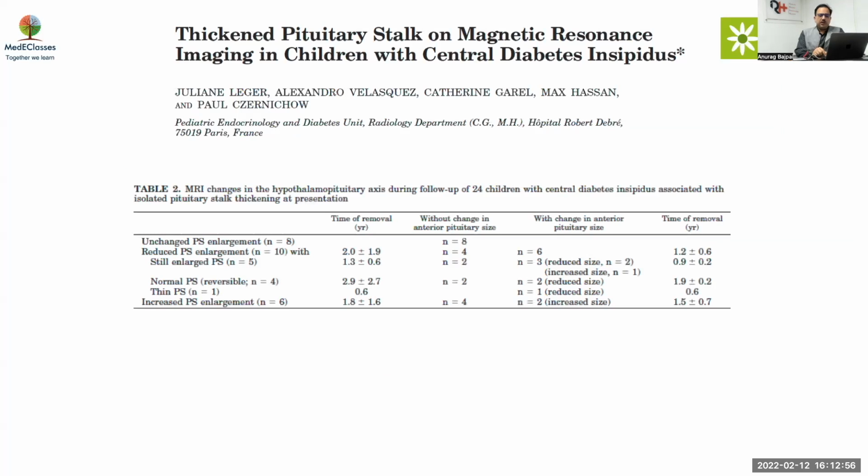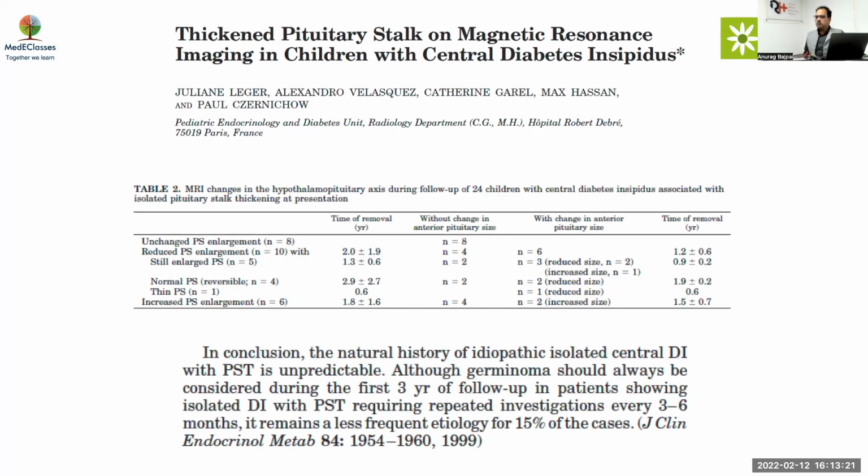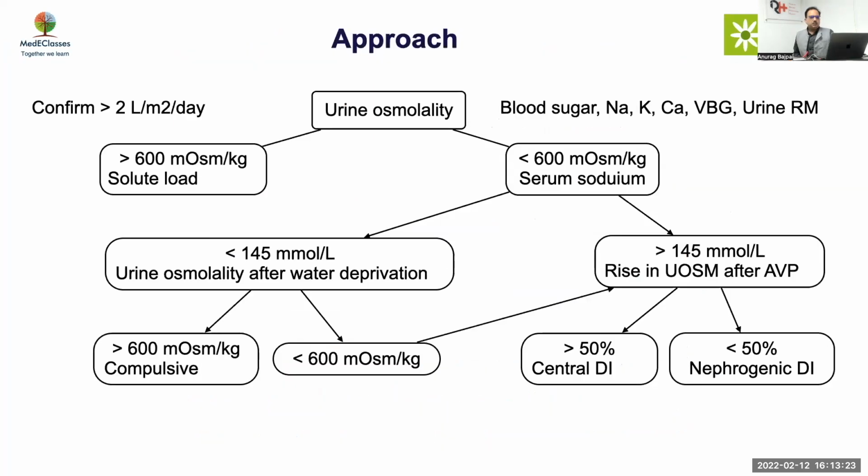One important thing to remember is that there is nothing called idiopathic central DI. The diagnosis of idiopathic central DI is a harbinger of a serious disorder. Many patients have been found to have craniopharyngiomas years after the diagnosis of central DI. So you have to do a periodic MRI. Even if the MRI is normal, in this case, if you find a genetic defect, that is fine. Otherwise, we'll have to do a periodic MRI.